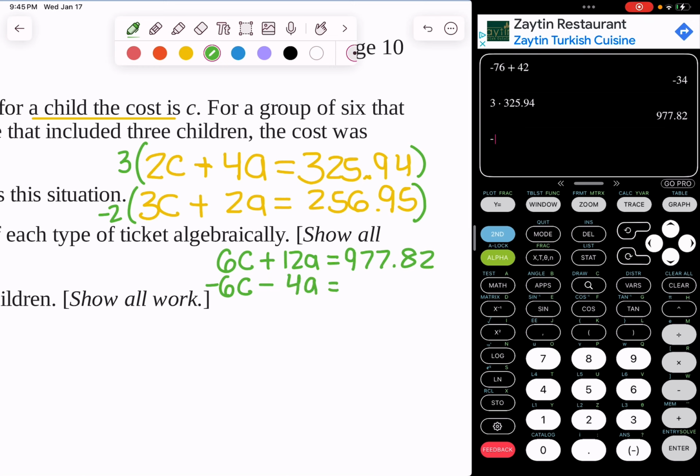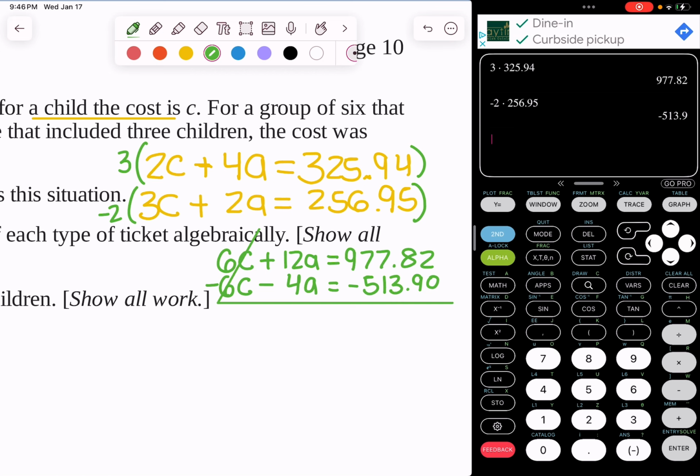And negative 2 times $256.95 is negative $513.90. All right, let's add these together. 6 minus 6 is 0. 12 minus 4 is 8a.